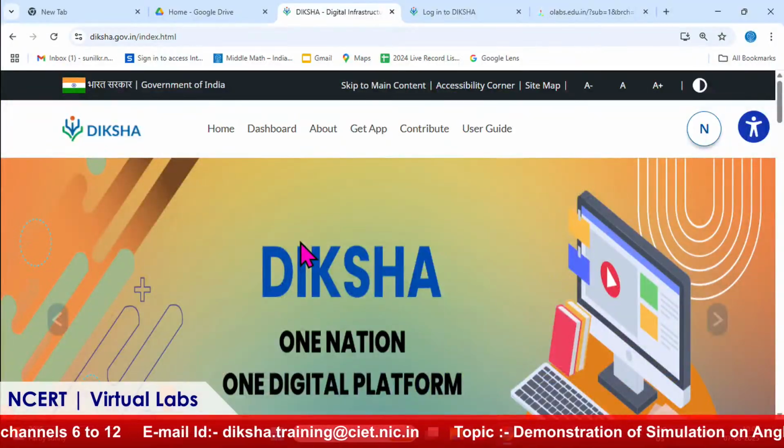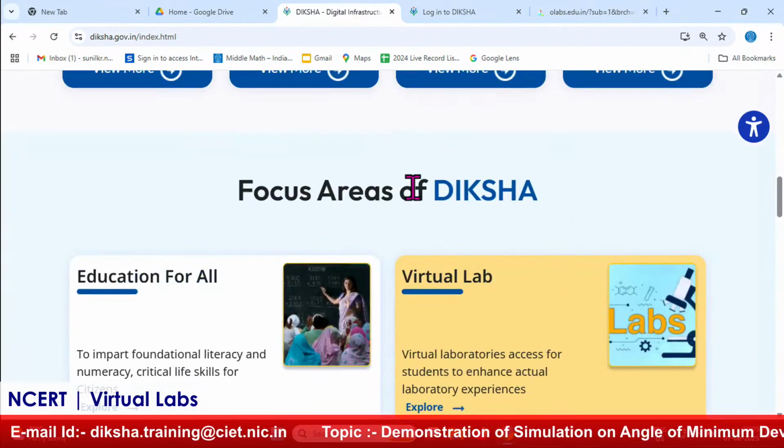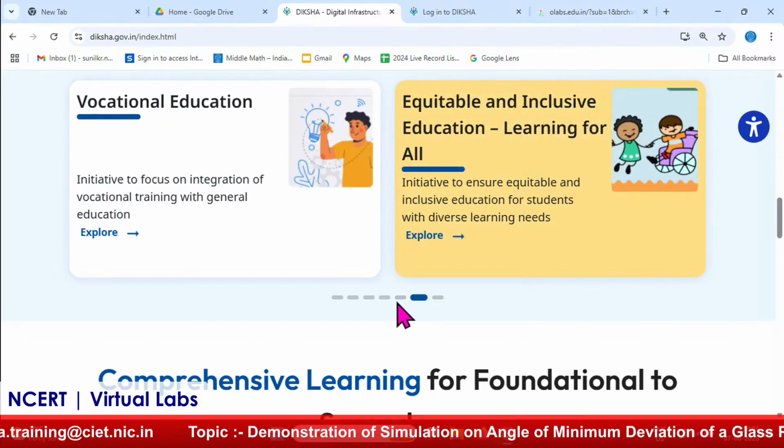So we will start it, and how do we start? First of all, you have to go to diksha.gov.in, and here you will see this kind of portal. Again we will go to the focus area of Diksha, where you will find the virtual lab.